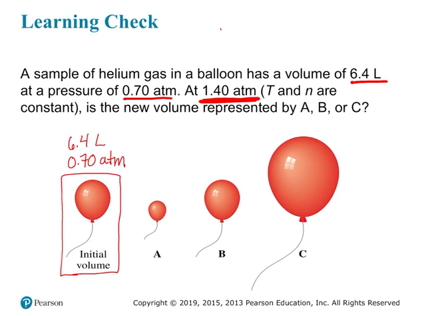So remember, pressure is inversely proportional to volume. So take a guess. Do you think that the new volume is going to stay the same, which would be B? Is the new volume going to be smaller, which is A? Or is the new volume going to be bigger, which is C? So I'll let you think about it for a minute and then we'll go over it together.